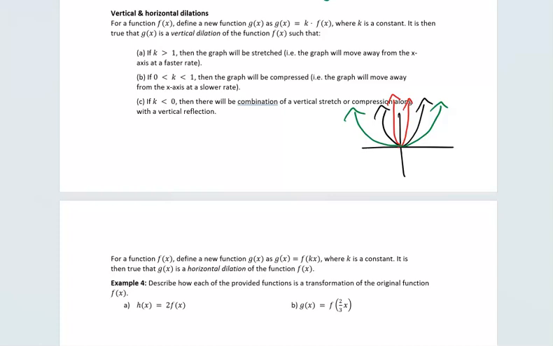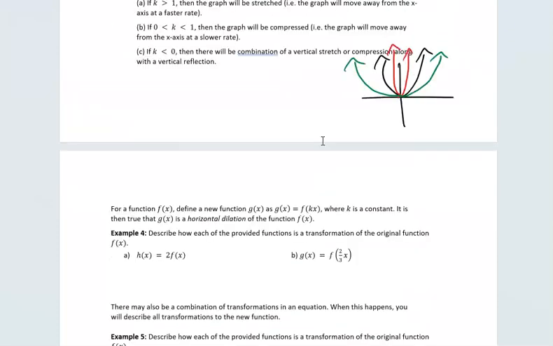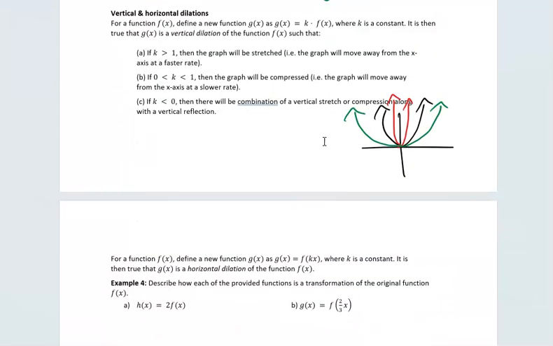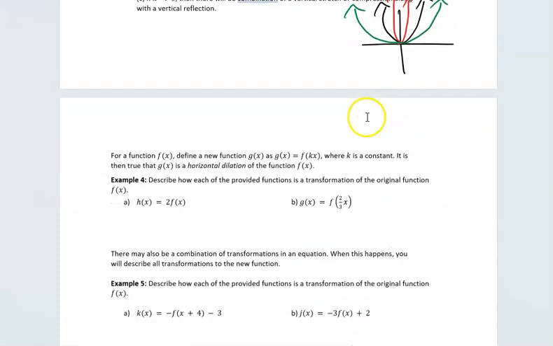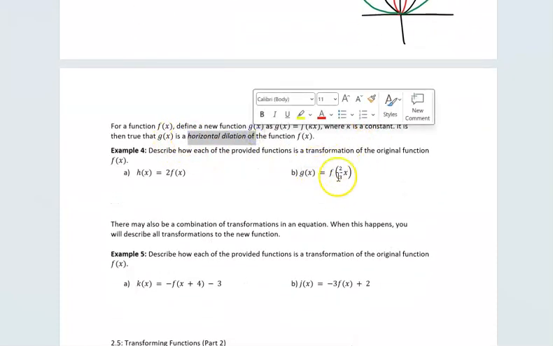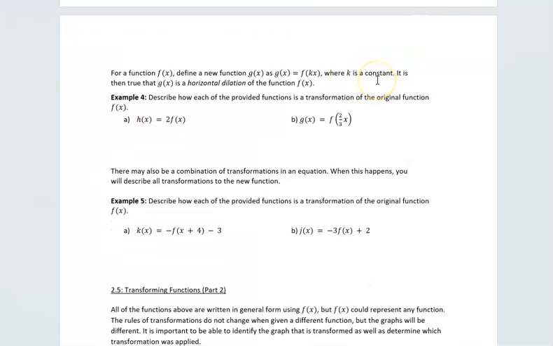And the indicators are similar to your reflections. So we're going to have a vertical dilation if it's on the outside, and a horizontal dilation if it's on the inside. So we're not going to worry about stretch or shrink as much, although those are terms that you might see somewhere. We're really just worried about, is it vertical or horizontal? And the answer is based on where the number is. So you see that 2, that's outside. So this is a vertical dilation by 2.